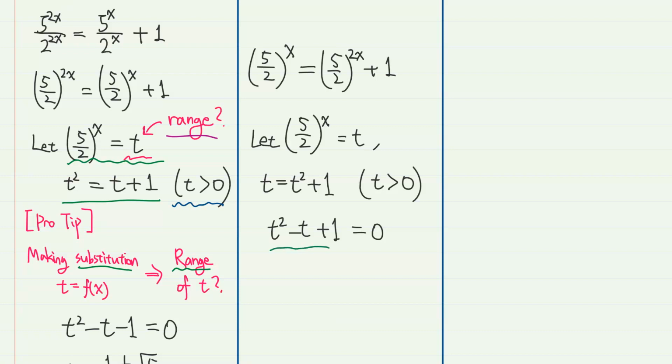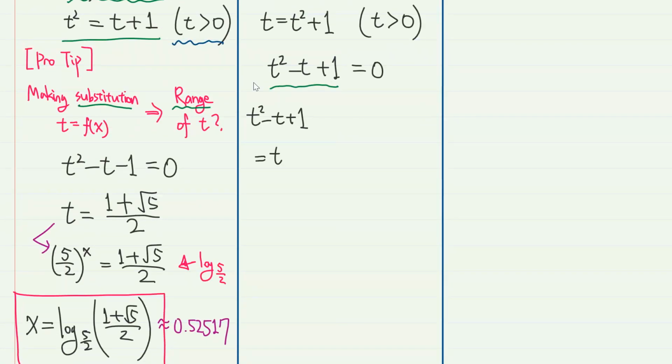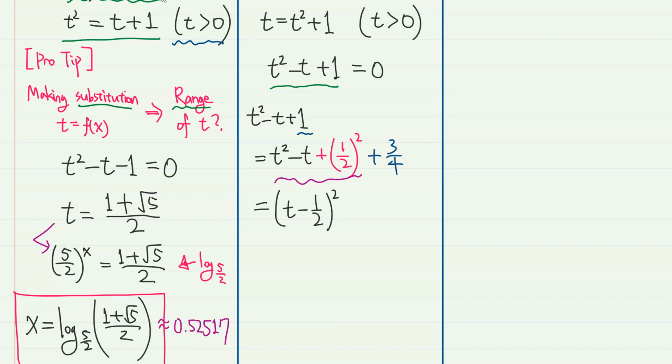Here, let us examine the left-hand side, t squared minus t plus 1. Here, let us make a complete square by adding 1/2 squared here. Then, in order to compensate, we have to add 3 over 4 here. So this part becomes a complete square, which is (t minus 1/2) squared. So we have this plus 3 over 4.